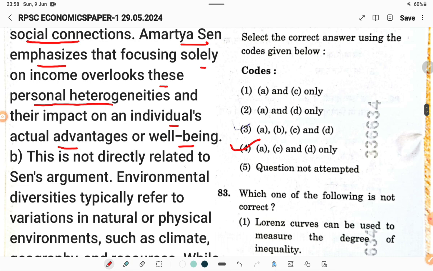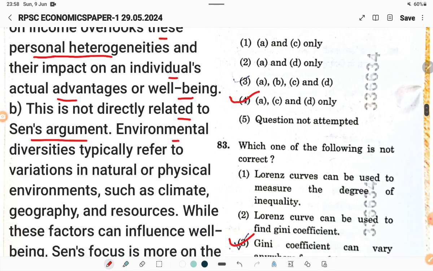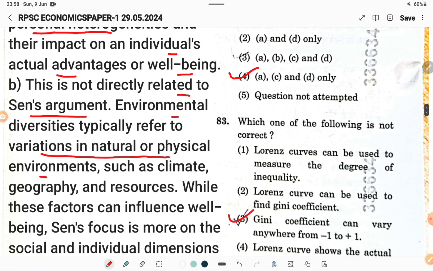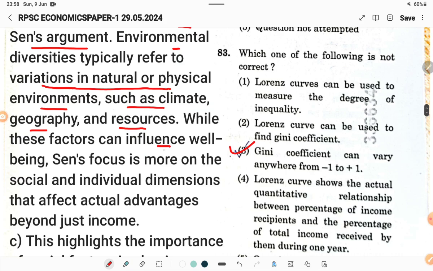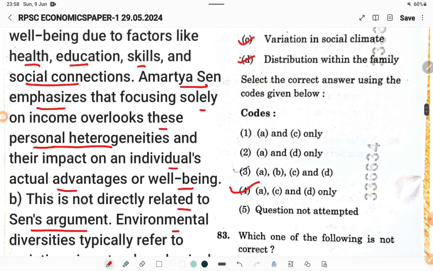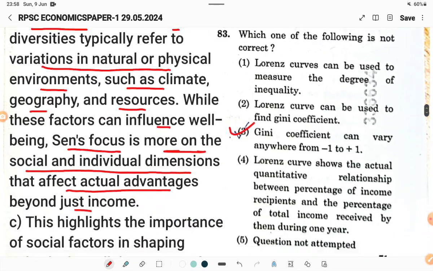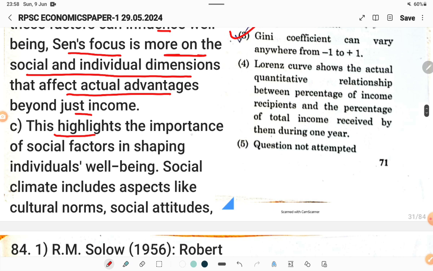So this is not directly related to Amartya Sen's argument, because environmental diversities typically refer to variations in natural or physical environments such as climate, geography and resources. While these factors can influence well-being, Sen's focus is more on the social and individual dimensions that affect actual advantage beyond just income. And the next one, variation in social climate. So this highlights the importance of social factors in shaping individuals' well-being.